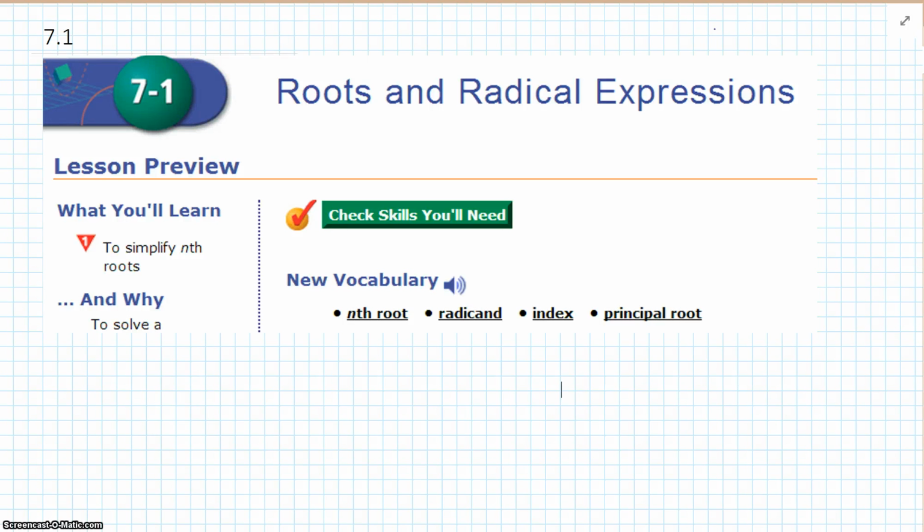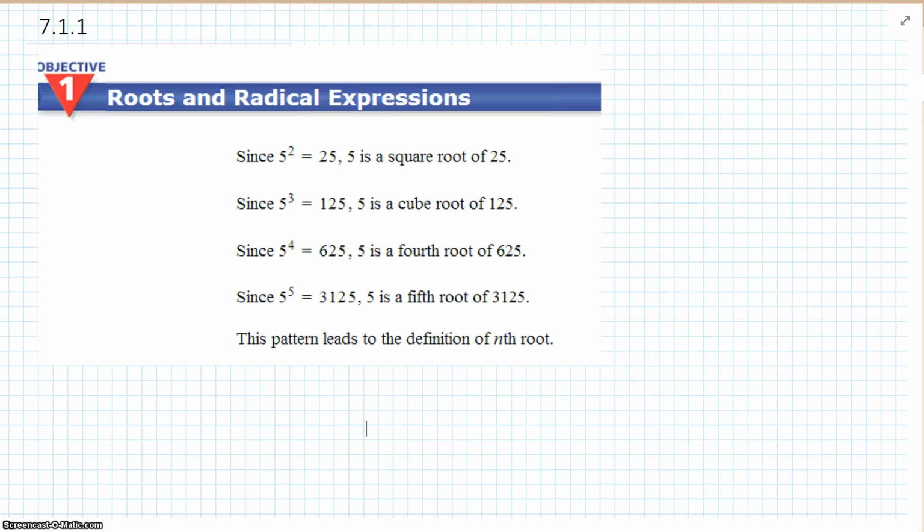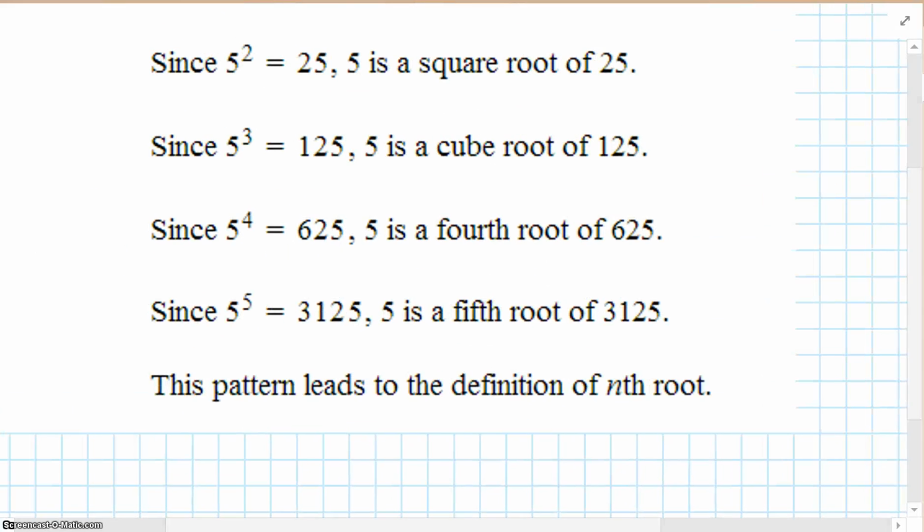Algebra 2, Chapter 7, Section 1, Roots and Radical Expressions. In this lesson, we're going to learn about the nth root, the radicand, the index, and principal root. Okay? So first, let's make sure we're all talking the same language.